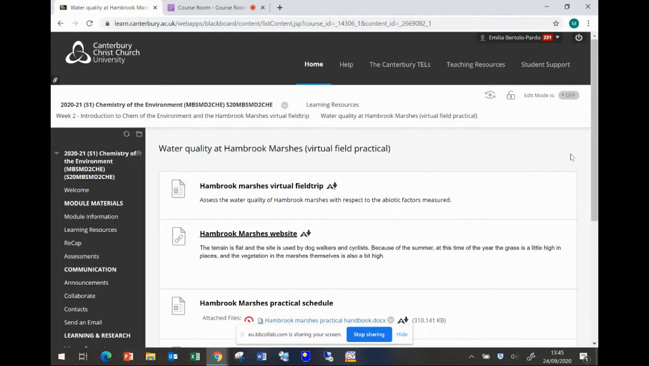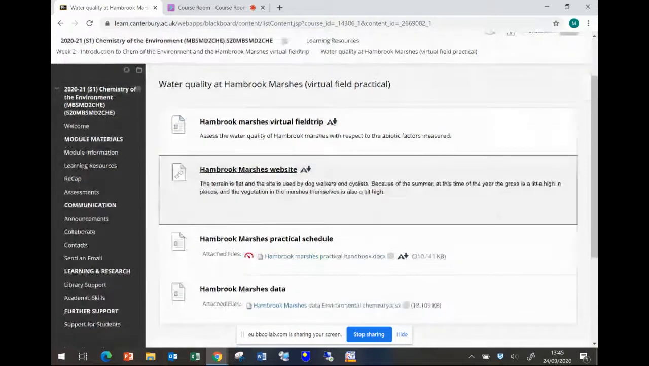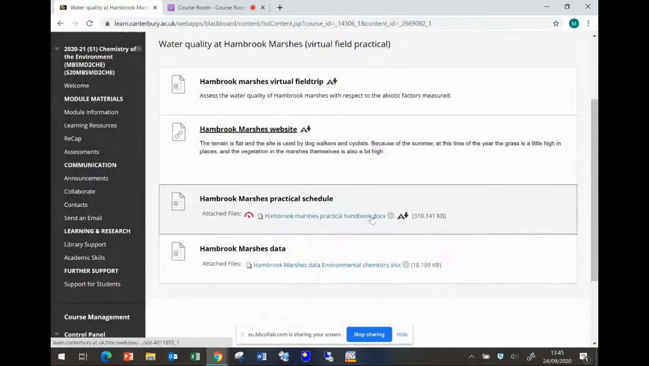You've got a link to the website to Hambrook Marshes, so you can have an idea of where it is. It's in Canterbury, near the Winship Industrial Estate, so you can visit it if you happen to be in Canterbury, but if you cannot visit it, you can still have a look at the website and get some general information about the area. I'm also giving you the practical schedule for this field trip, the type of measurements that were taken and how they were measured.